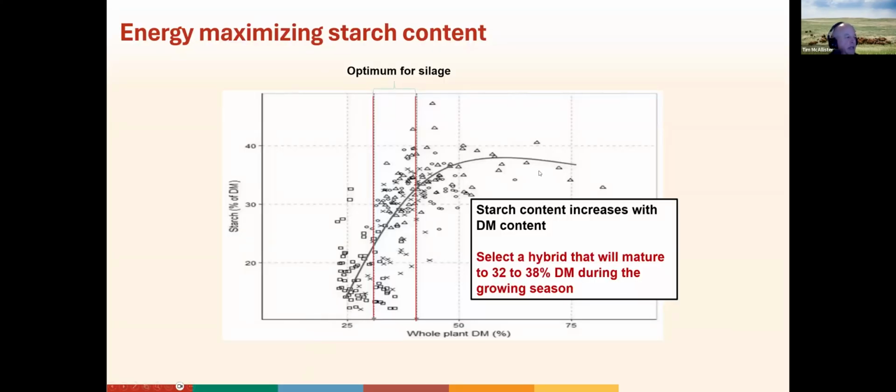So maximizing the starch content is really important in the case of cereal and corn silages. In this case, they select a hybrid that's 32 to 38 during the growing season. And then there's a negative correlation: eventually the starch, once it reaches a constant level, then you start to see a reduction in whole dry matter, and starch starts to level out.